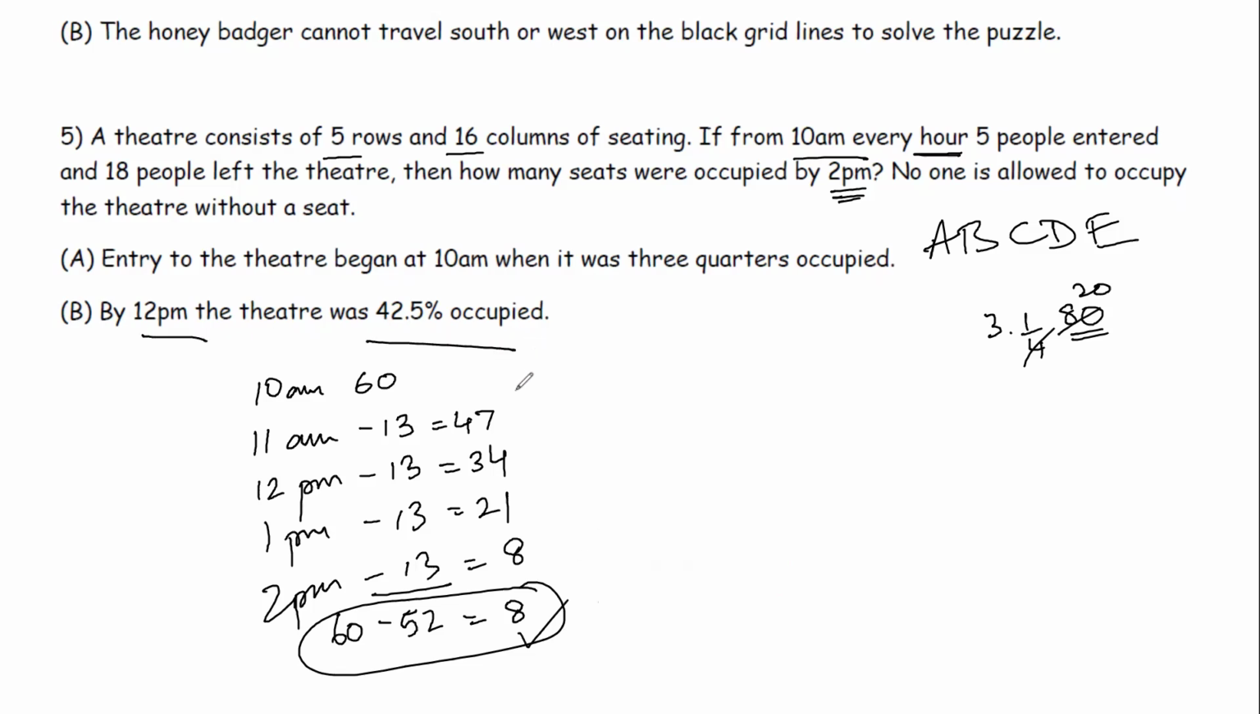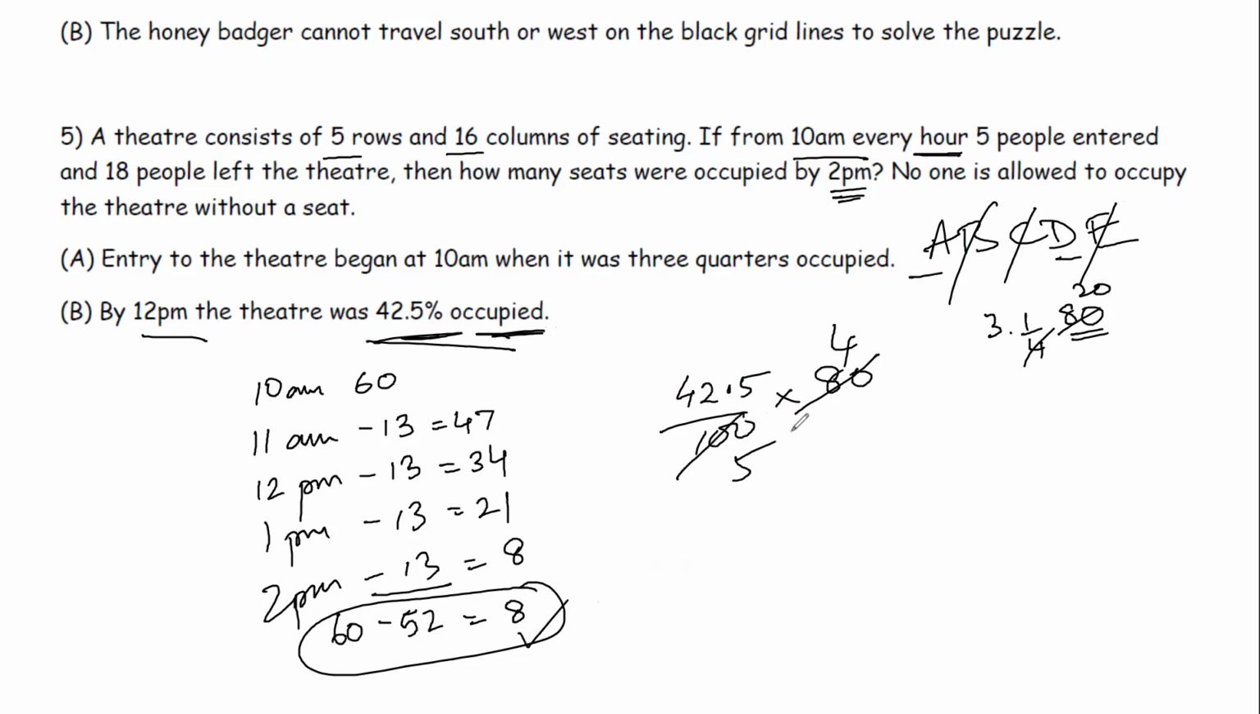Now by 12 p.m. the theater was 42.5% occupied. So once again, remember, it's either A or D. A answers. So by 12 p.m. the theater was 42.5% occupied. So that is 42.5% of 80 because there are 80 seats. So 5 goes into this 8 times, 40 and 5 are 25. Now 8.5 into 4 is 34. And that is what we have at 12 p.m. At 12 p.m. we have 34 out here. So then we can use this reference and move down and we'll get our answer.